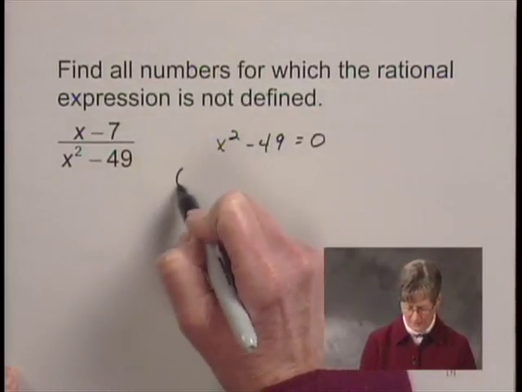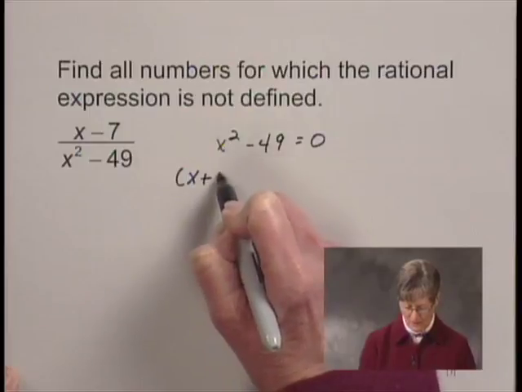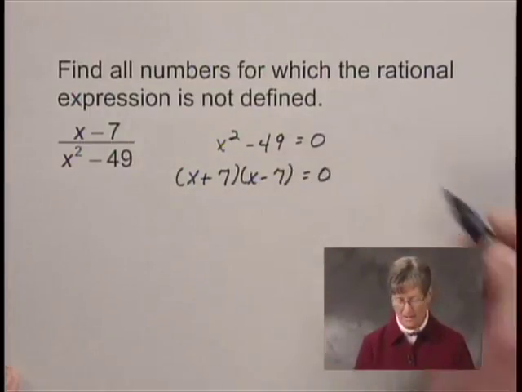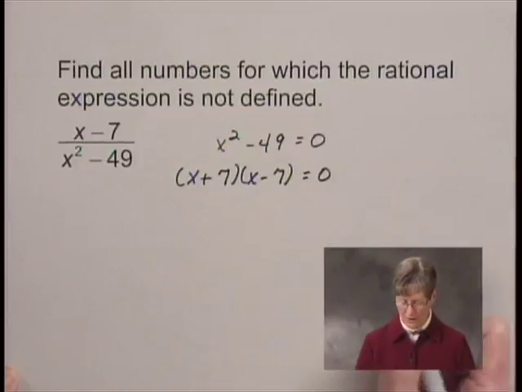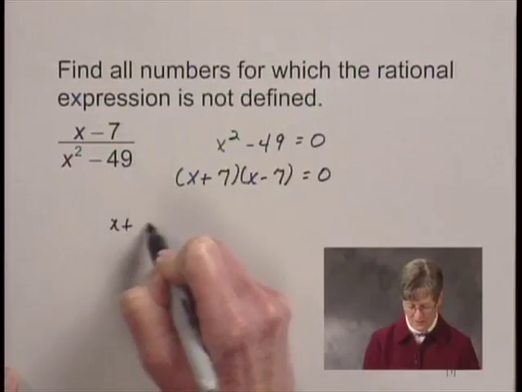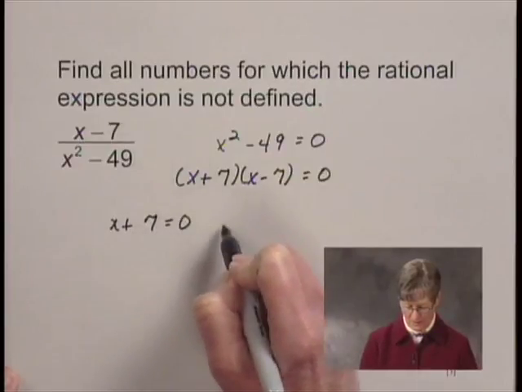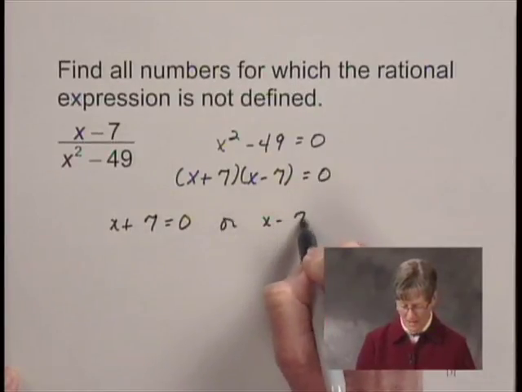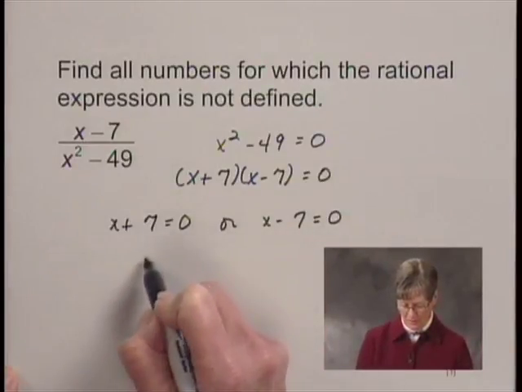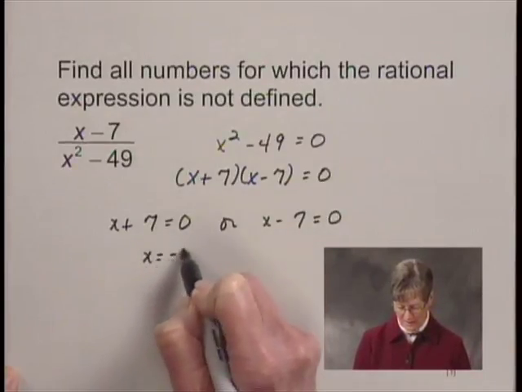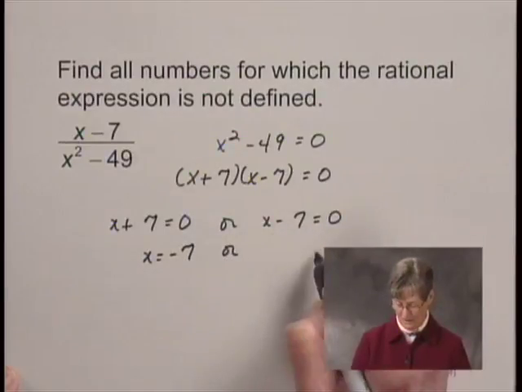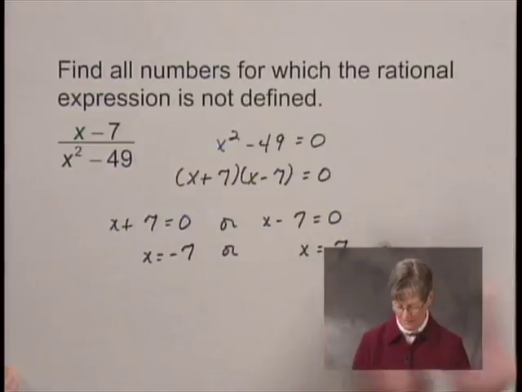We can factor on the left-hand side. We have (x + 7)(x - 7), and that's equal to 0. And now we can use the principle of zero products. If this product is equal to 0, then x + 7 is equal to 0, or x - 7 is equal to 0. Solving this first equation, I'll subtract 7 on both sides, and I'll get x equals -7. And adding 7 on both sides of this equation, I get x equals 7.